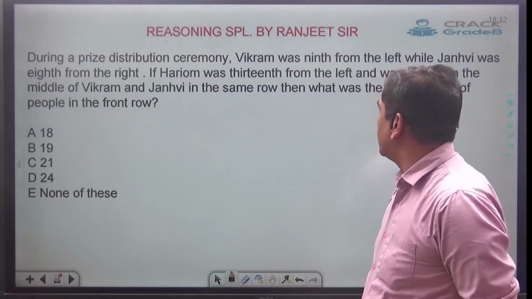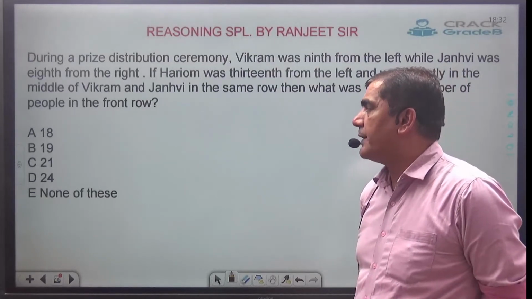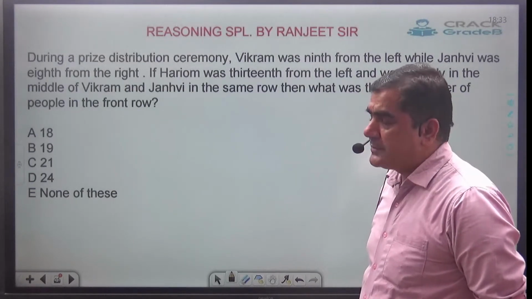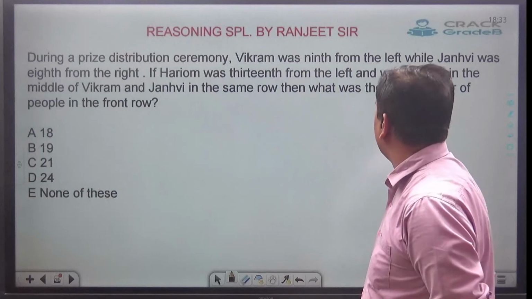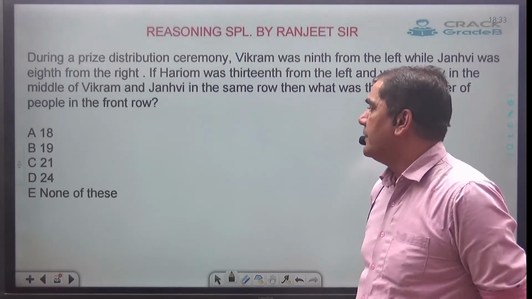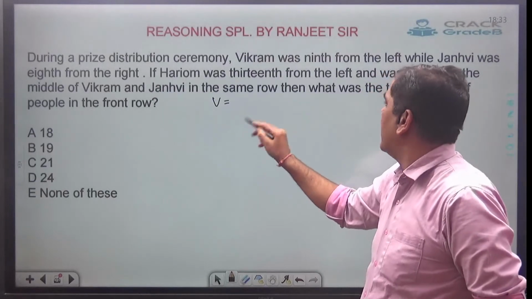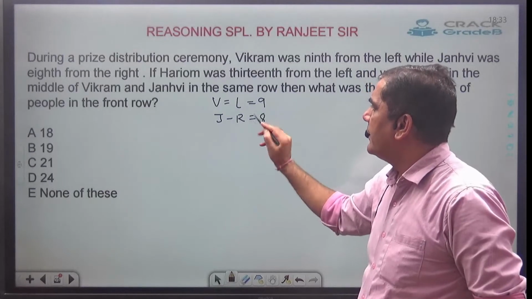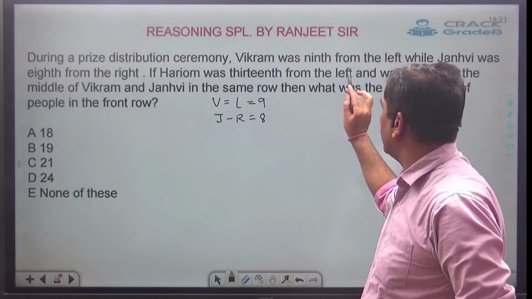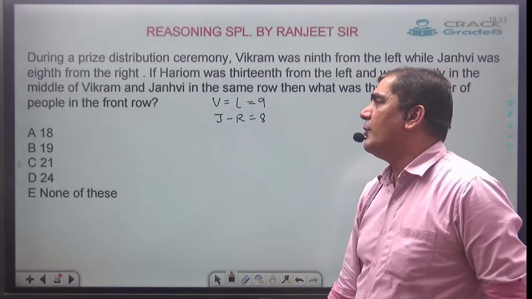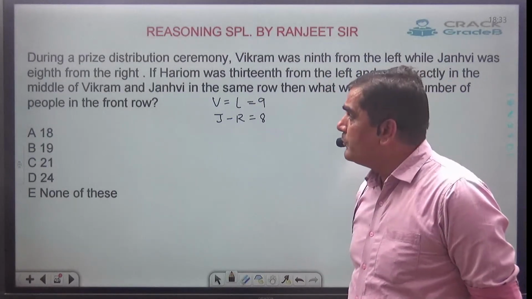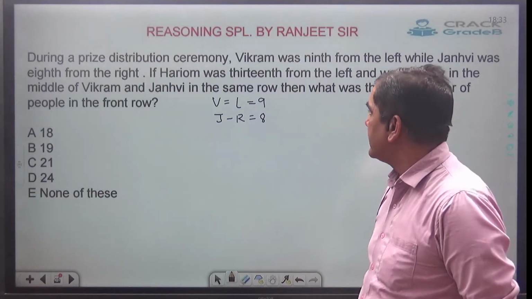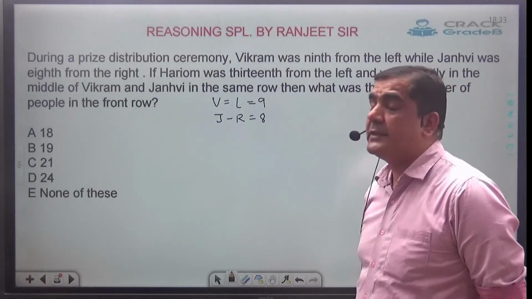Who will give me the answer for this one? During a prize distribution ceremony, Vikram was 9th from the left while Janvi was 8th from the right. So Vikram from left is given to be 9, Janvi from right is given to be 8. If Hari Om was 13 from the left and was exactly in the middle of Vikram and Janvi in the same row, then what was the total number of people in that row?